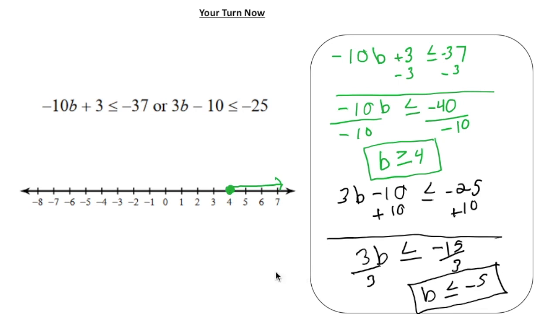And now let's graph this. So we're going to have negative 5. That's going to be a closed circle. And we're going to have all the values to the left of negative 5. And there it is. Alright, how'd you do?